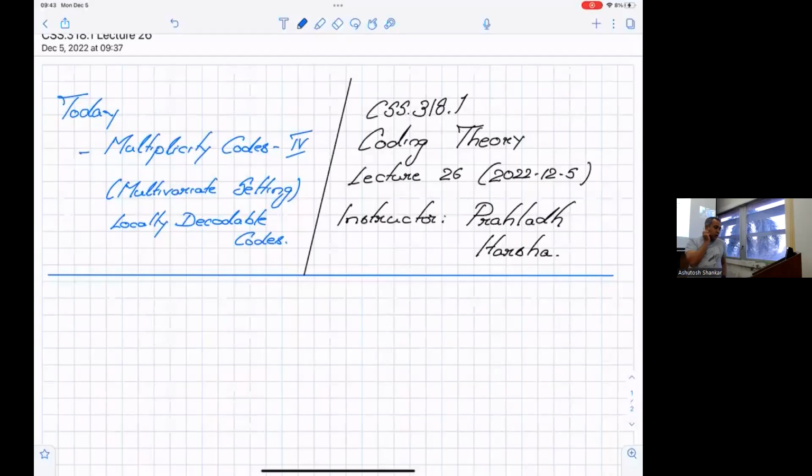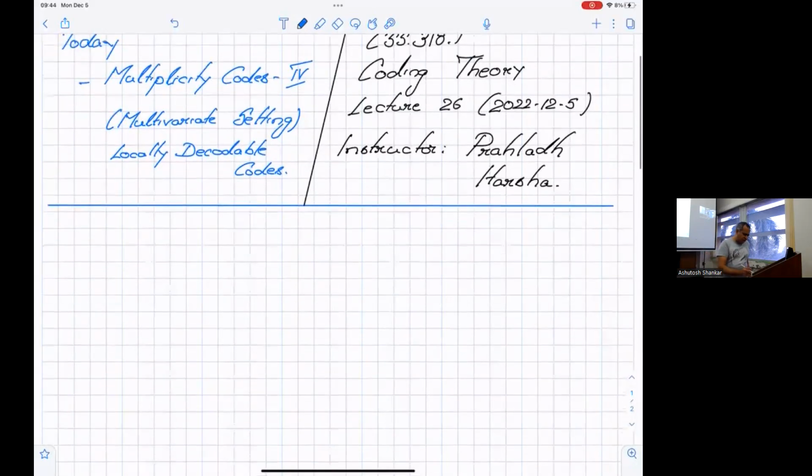Okay. Welcome to the final lecture of the course. We will continue our discussion on multiplicity codes. It will be the fourth lecture on multiplicity codes. And today we will see an application of the multivariate setting of multiplicity codes. Particularly, we will see how it answers the question that we had asked two lectures ago.